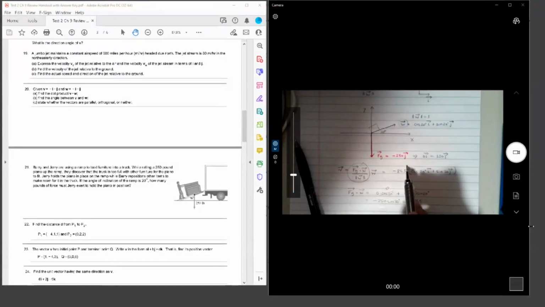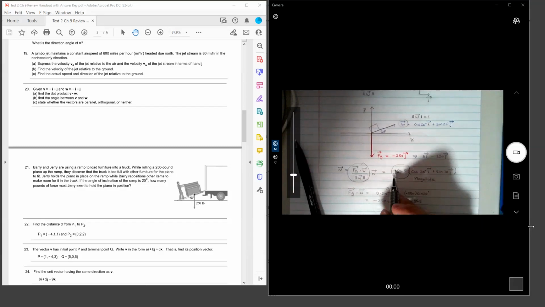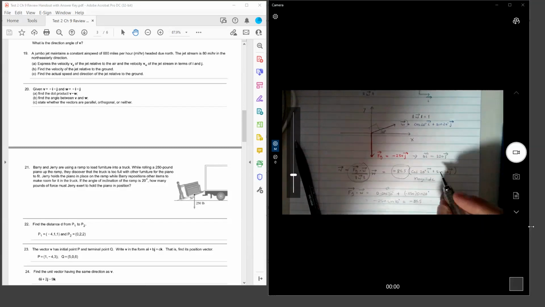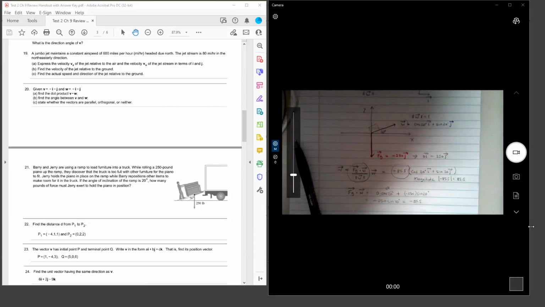Therefore, this is the number that we're looking for here. This tells us that the magnitude of this vector, you can omit the negative. I will explain what the negative means in a minute. The magnitude will be the absolute value of 85.5, which is 85.5. So it means that Jerry must put in 85.5 pounds of force in order to keep the piano from rolling down the ramp.